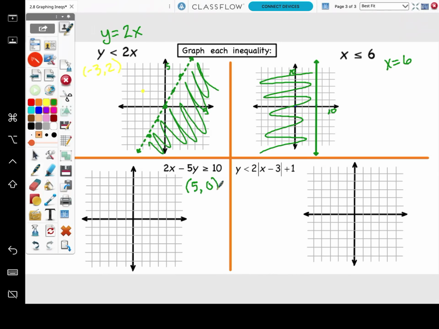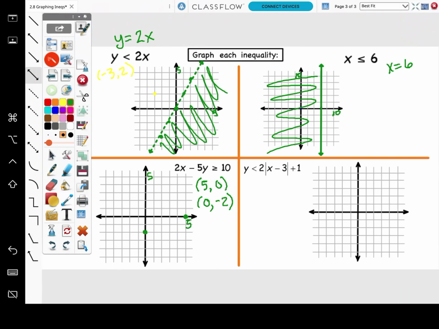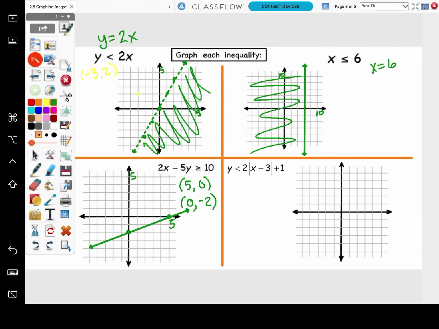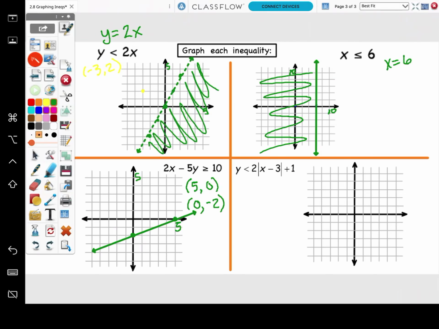So I'm going to find my x-intercept, take y out, and you get 5. Y-intercept, take x out, and you get -2. So axis, both of them by 1s should work. A 5, 0, and a 0, -2. It is a less than or equal to, so I'm going to keep my solid line, and I'm going to draw my solid line through those points.